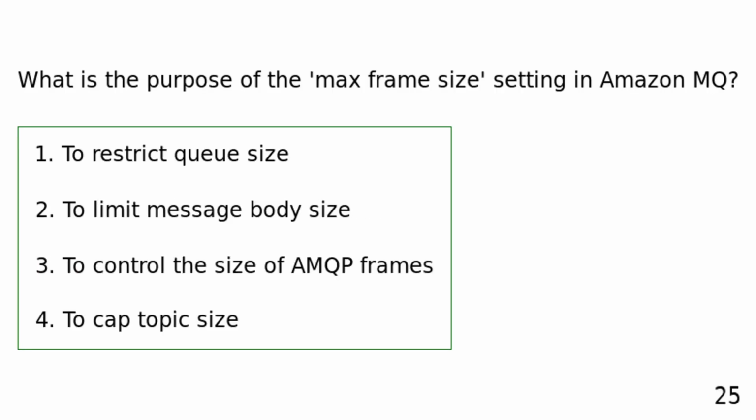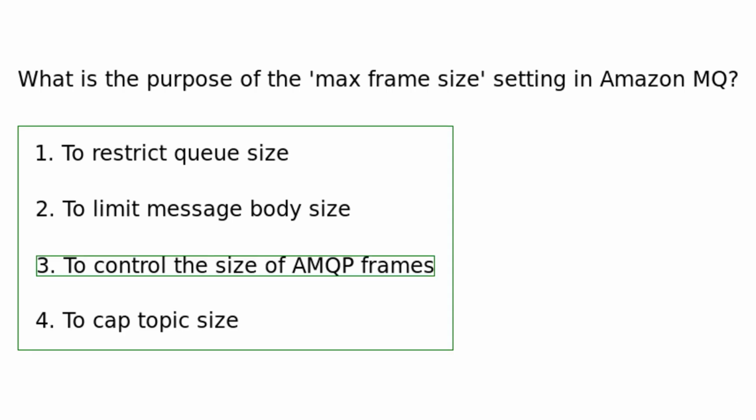alerting. What is the purpose of the max frame size setting in Amazon MQ? To restrict queue size. To limit message body size. To control the size of AMQP frames. To cap topic size. The max frame size setting controls the size of AMQP frames in RabbitMQ brokers, affecting network efficiency and reliability.